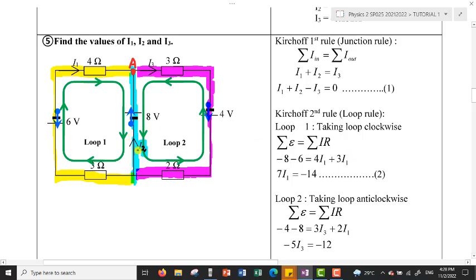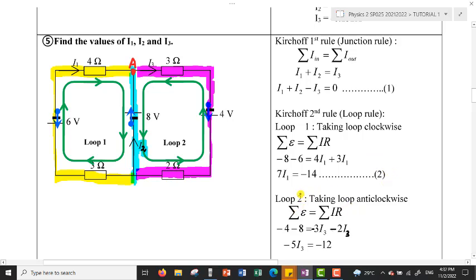Because for the current I2, there is no resistance. The current I2 didn't pass through any resistance, so we do not have any I2 here. So we are going to have equation 4 plus 3, 7 I1, minus 8, minus 6, we get negative 14. So we leave it as equation 2.